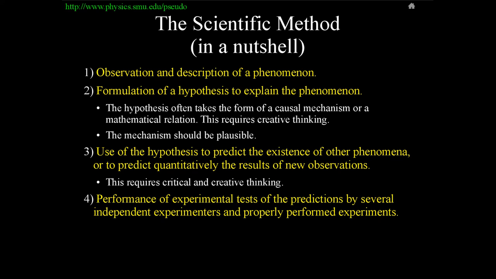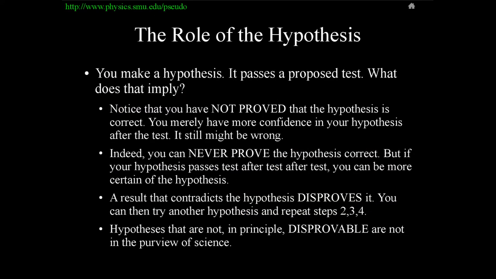It might still be wrong. It might be that the gnomes have hammers, and that if anyone puts their fingers in the wall, they snap them, and that's what I felt, okay? Or they reach out and they grab my heart and they squeeze. All right, indeed, you can never actually prove the hypothesis completely correct. All you can ever do is say that your hypothesis passes test after test after test. You can be more certain of the hypothesis, okay? And a result that contradicts the hypothesis, if I do stick my fingers in there, and I don't experience any force of any kind, well, that might be evidence against my hypothesis. So it might be wrong.